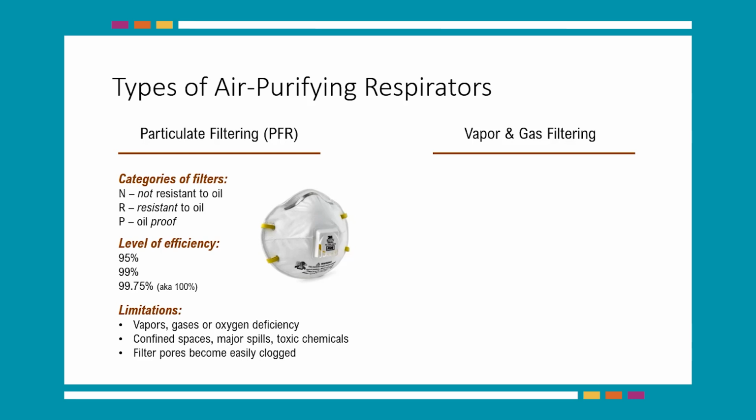Gases and vapors from liquids, such as solvents, are dissolved in the air and cannot be trapped by a particulate filter. Gas and vapor respirators use chemical-containing cartridges or canisters to filter air. These chemicals absorb or chemically change the contaminant and are color-coded to identify the contaminant it filters. There are several types of vapor and gas filtering respirators.